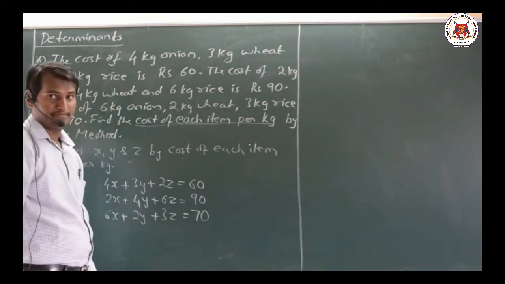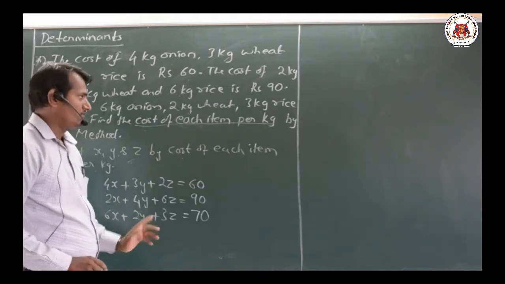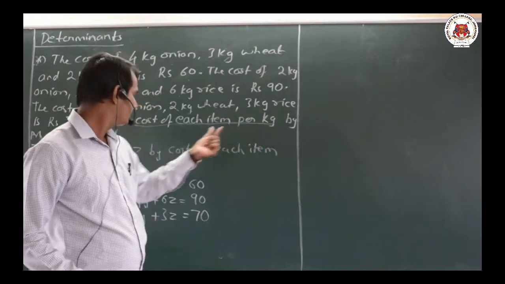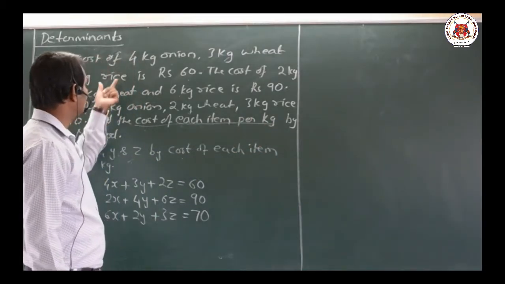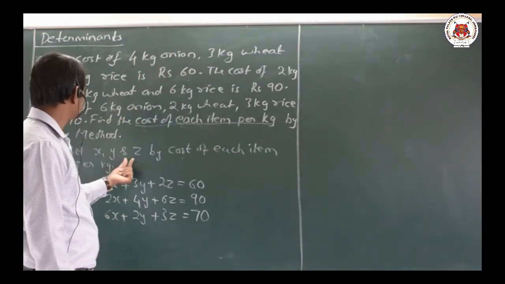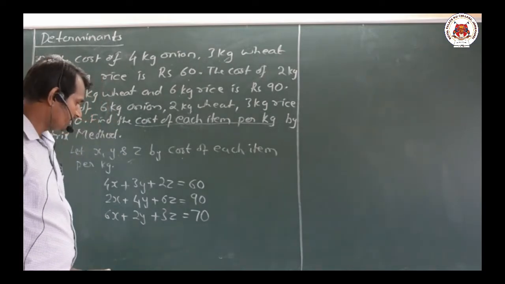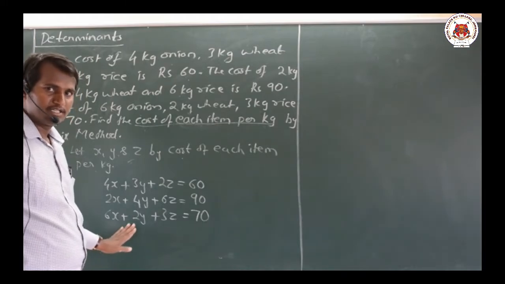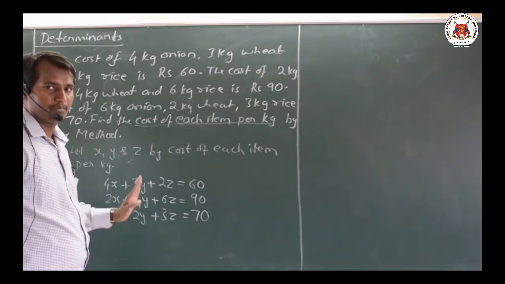Now here we require to find the x, y, z values, the cost of each item per kg. x is nothing but the per kg amount of onion, y is nothing but the per kg amount of wheat, and z is nothing but the per kg amount of rice. That is nothing but the solution of a system of linear equations in three variables.